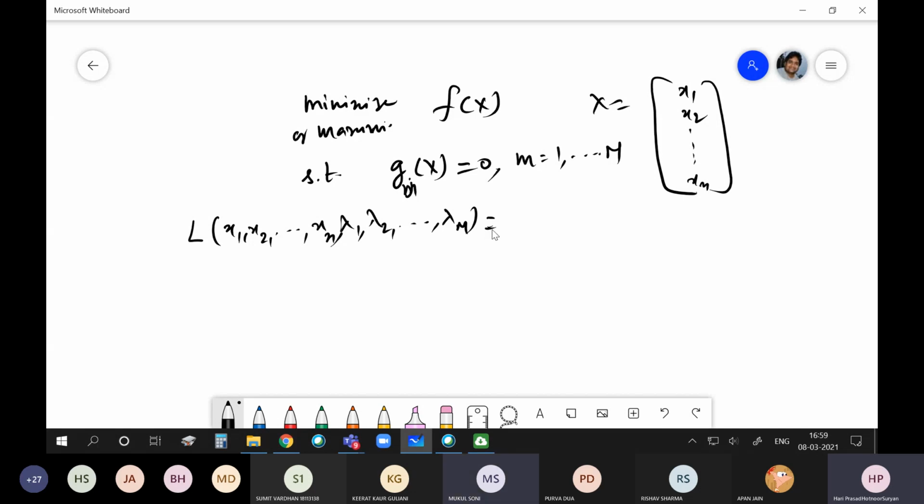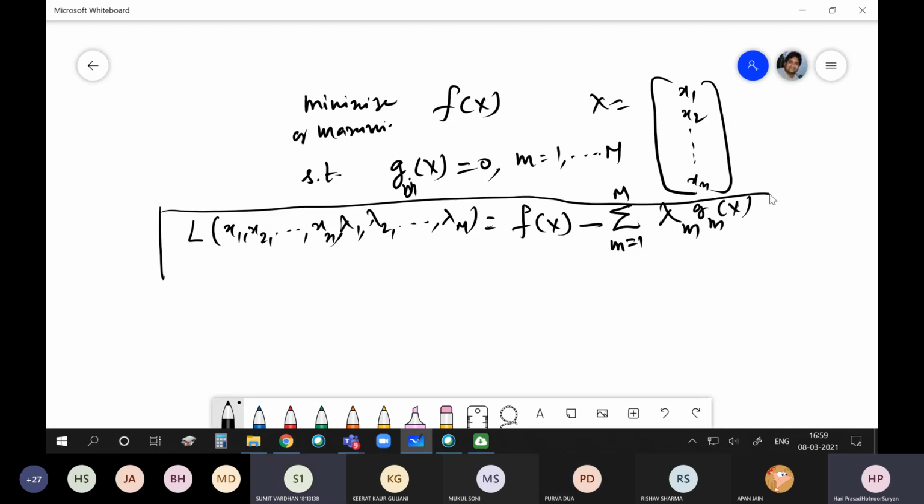The Lagrangian function is f of x minus sigma m equals 1 to, what will be the top? Capital M, lambda m into gm of x, isn't it? So this will be your Lagrangian.